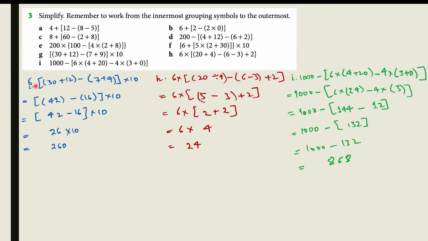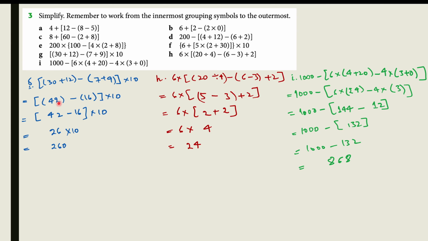The next expression is in the square brackets. We have two parentheses, 30 plus 12 and 7 plus 9. So we will start with the innermost, which are these two parentheses. We will solve them. So 30 plus 12 is equal to 42 and 7 plus 9 is equal to 16.